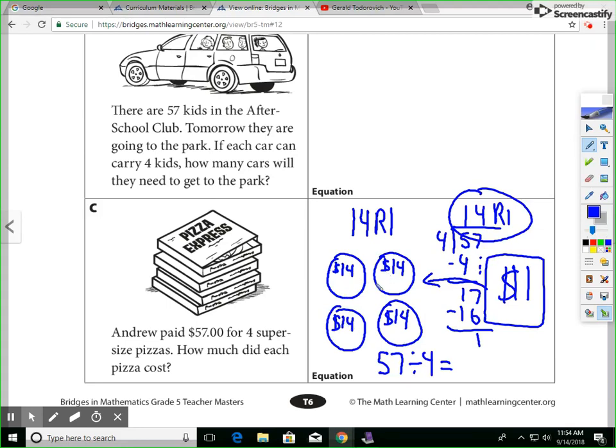And hopefully we see this, that if I gave each pizza an extra quarter, so $14.25, 25 cents, 25 cents, and 25 cents. So each pizza now would cost $14.25, and that would get you right on to $57. So our final answer down here is $14.25. And that's our final answer.